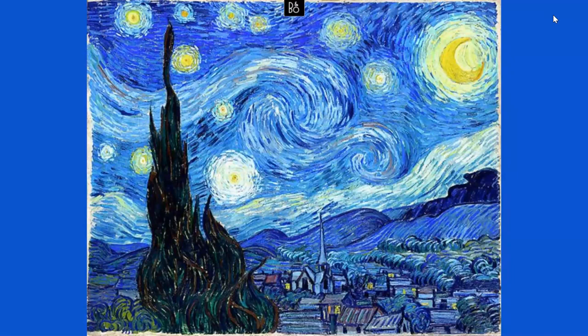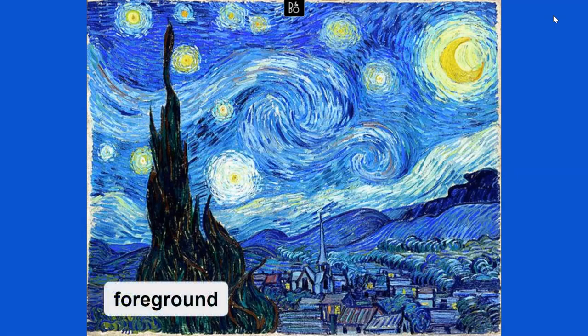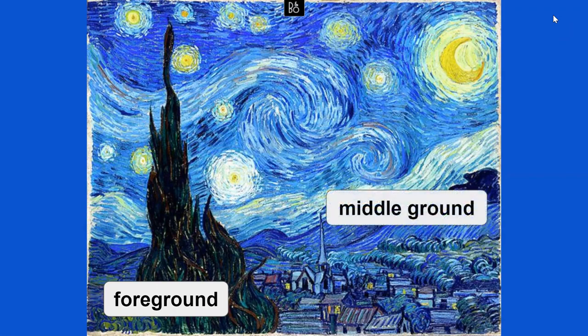And let's finally look at The Starry Night, a very famous painting by Vincent van Gogh. Can you find the foreground? Perfect. That tall tree or bush in the front is the foreground. What about the middle ground? Excellent. The town with the mountains is the middle ground. And then once again, the background is the sky.